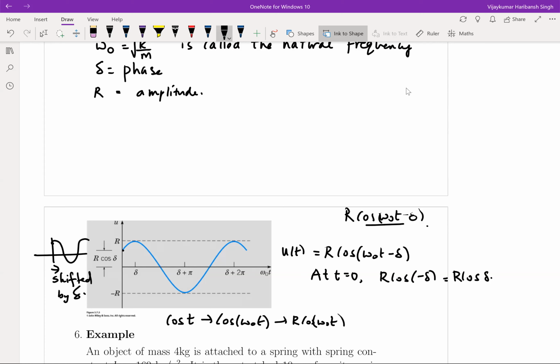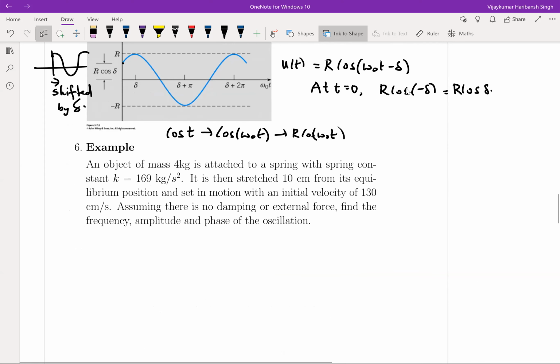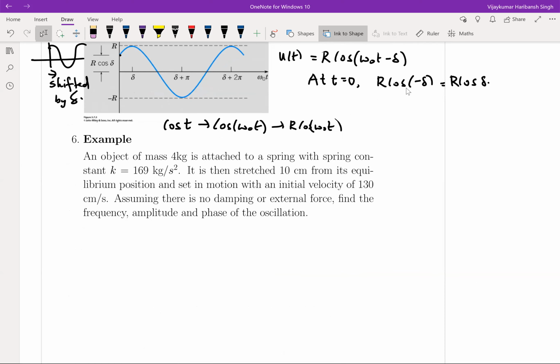Okay. So this is the setup, and the frequency is omega naught. Okay, so let's work with an example here now. An object of mass m, where m is 4, is attached to a spring with a spring constant k. It is then stretched 10 centimeters from the equilibrium position and set into motion with an initial velocity of 130 centimeters per second. Assuming there is no damping and no external force, find the frequency, amplitude, and phase of oscillation.